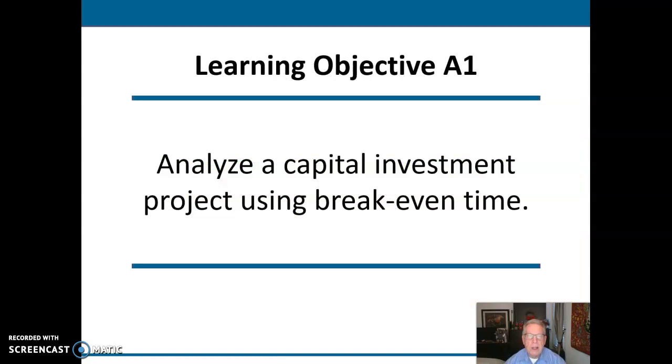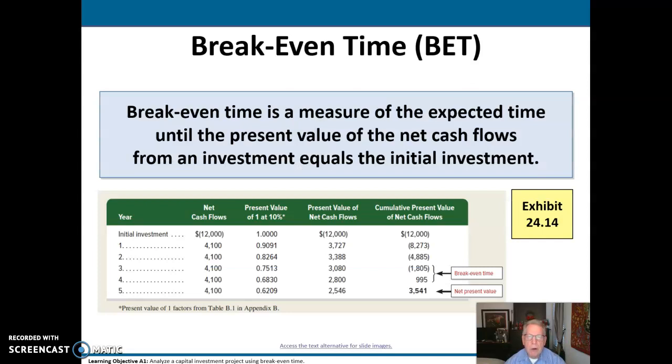Okay, let's take a look at break-even time. Now, break-even time is very similar to payback period. The difference is, instead of using undiscounted cash flows, we use discounted cash flows. But we have to have a cumulative column. So here's the present value of all our cash flows, and here's the cumulative present value of those cash flows. And here, as you see, is our break-even time, somewhere between year 3 and year 4.